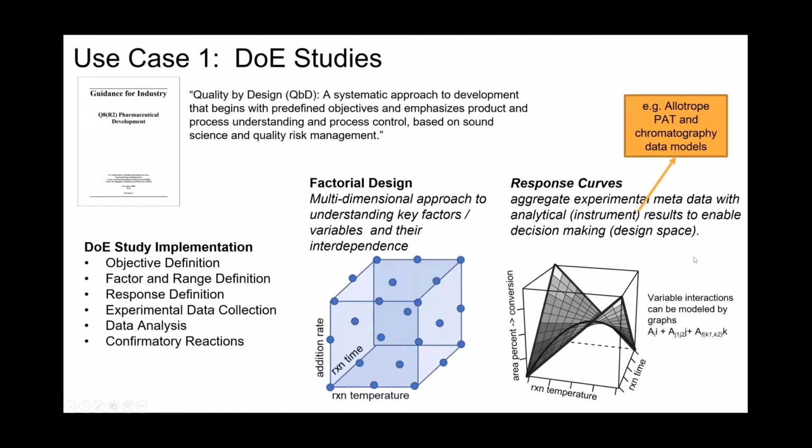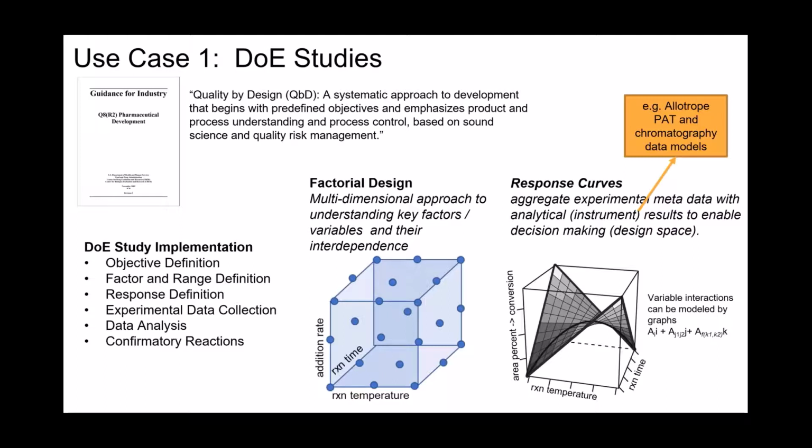So the first use case is a DOE study. For those of you who are not familiar with DOE studies, they're basically boundary testing of important processing parameters to determine the ranges of those parameters that produce a quality product. These studies are expected by the regulatory agencies in filings for new drugs, so all pharma companies do these. DOE studies in particular are predefined and statistically sound studies to ensure the processing space is adequately covered.